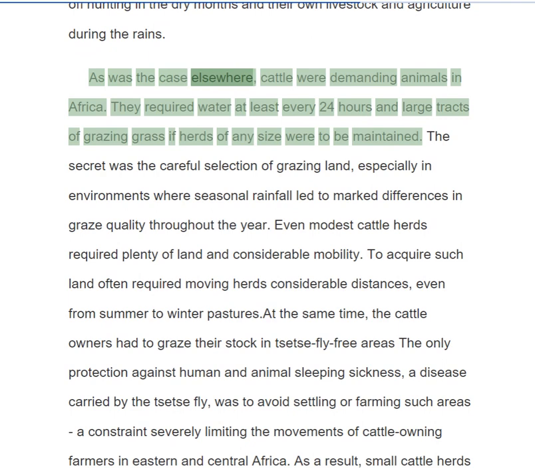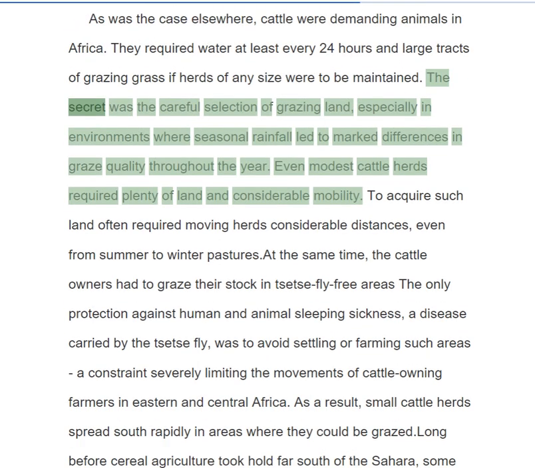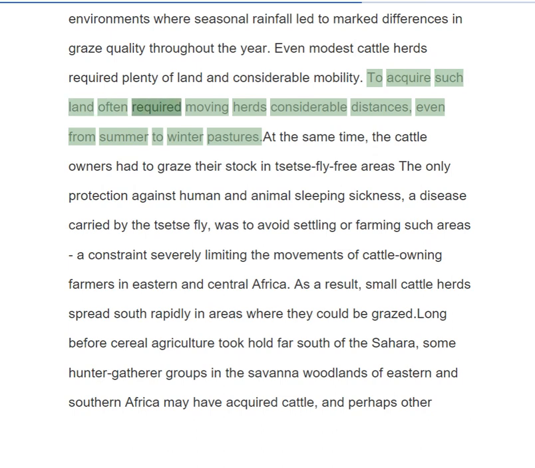As was the case elsewhere, cattle were demanding animals in Africa. They required water at least every 24 hours and large tracts of grazing grass if herds of any size were to be maintained. The secret was the careful selection of grazing land, especially in environments where seasonal rainfall led to marked differences in graze quality throughout the year. Even modest cattle herds required plenty of land and considerable mobility. To acquire such land often required moving herds considerable distances, even from summer to winter pastures.